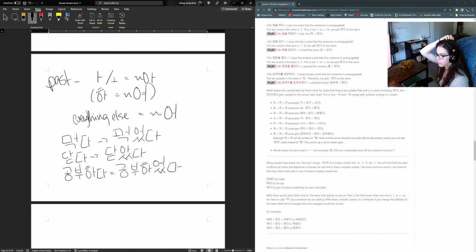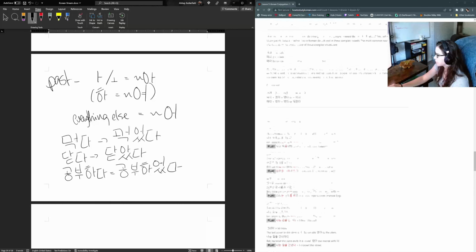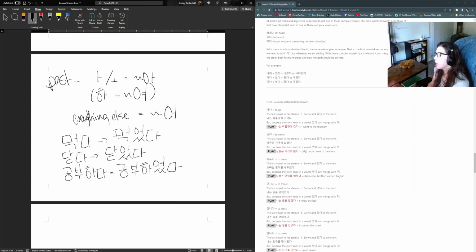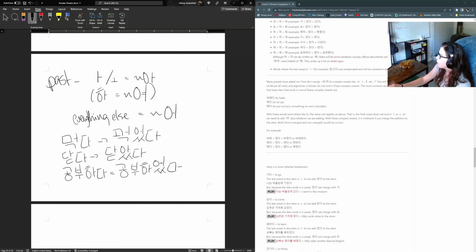Just a lot more examples. 가다. The last vowel is an 아, so we add 았다. So it'd be 가았다. Oh. 갔다? What? What?